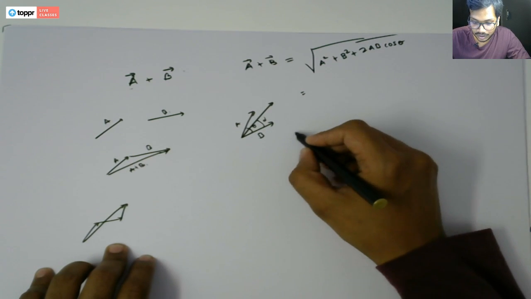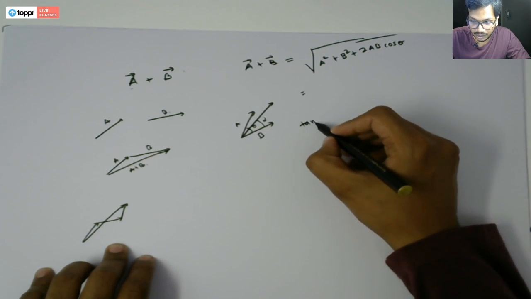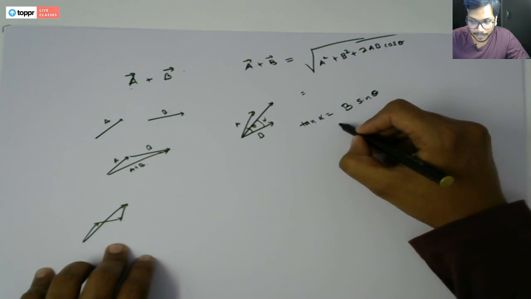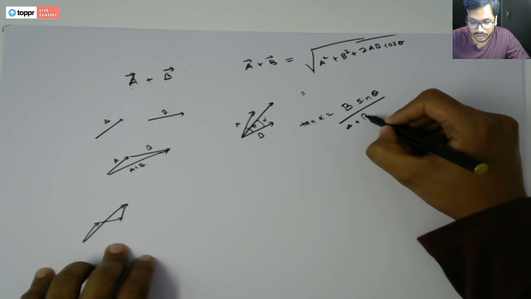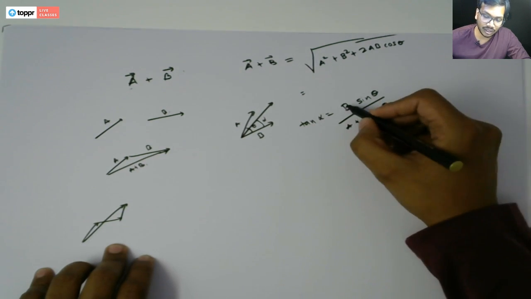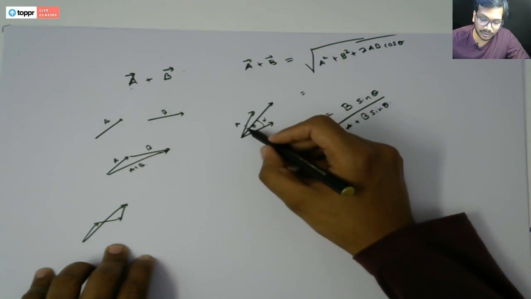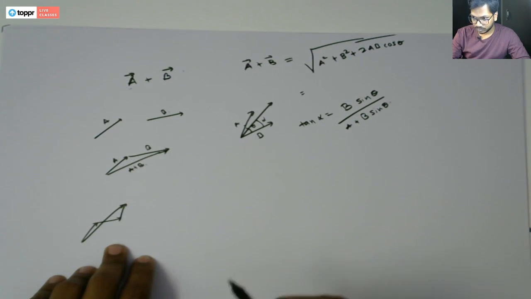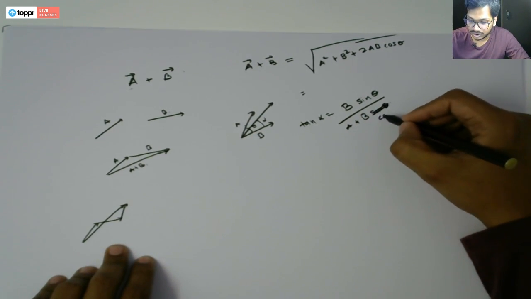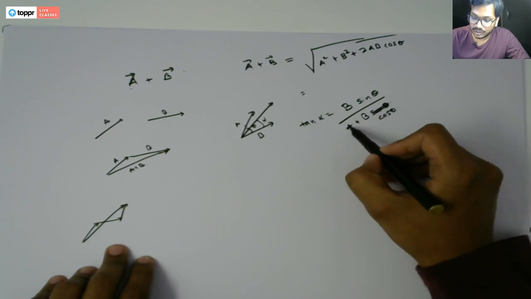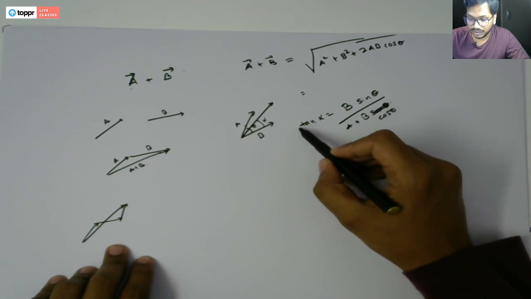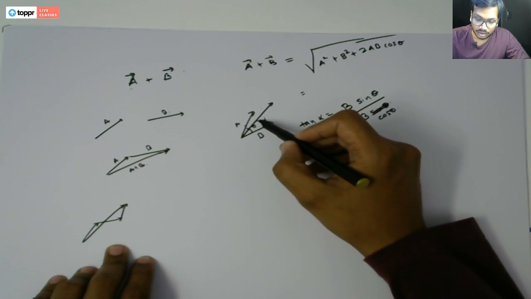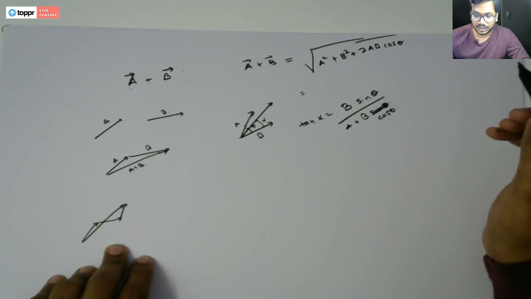We find tan alpha is given by b sin theta divided by a plus b cos theta. So again, a and b are magnitudes and theta is the angle between the vectors. This will give you the value for tan alpha, and if you do tan inverse of this, you'll get the angle between the b vector and the resultant vector.